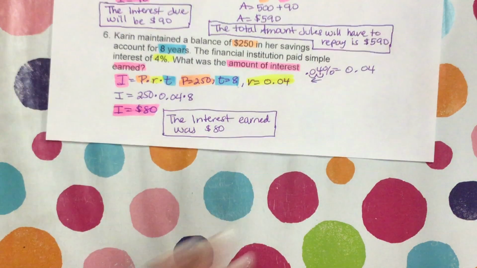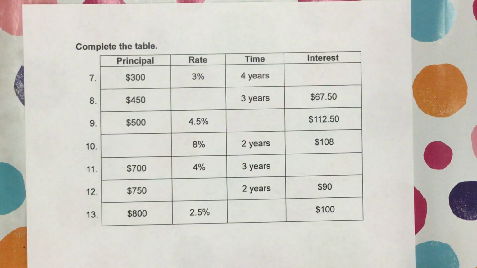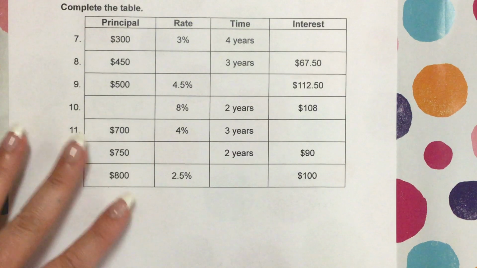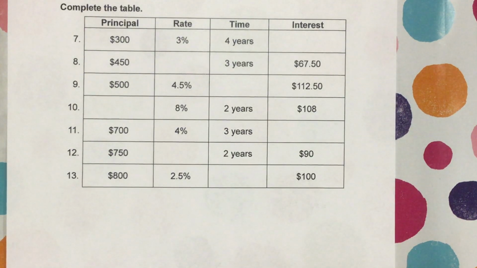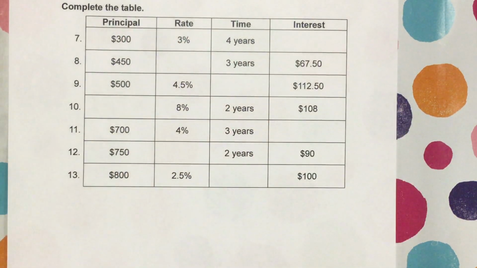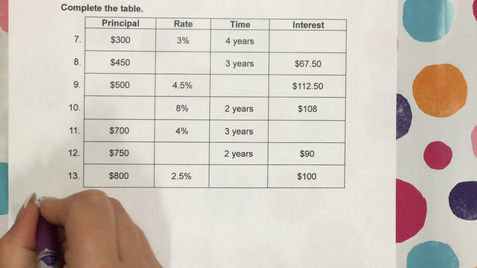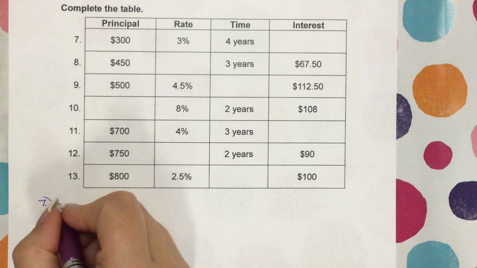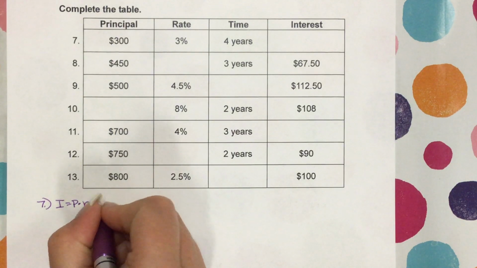So if you got that right, wonderful, magnificent job. And let's go ahead and turn the page and look at the next set of problems. So the next set of problems are dealing with simple interest, and there is a table here, and we're going to have to complete the table. So I'm going to go ahead and show you how to do the first one. Problem number 7. So we're dealing with principal, rate, time, and interest earned. I'm going to just go ahead and label this as problem 7. So I'm going to write our formula. The interest earned equals the principal multiplied by the rate multiplied by time.